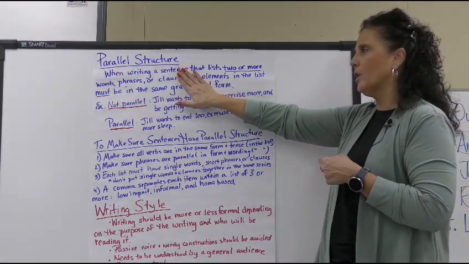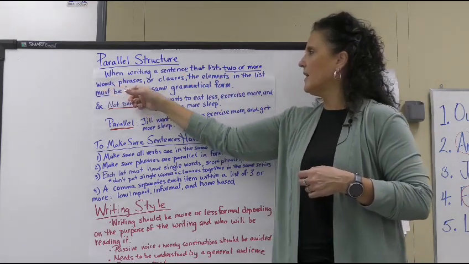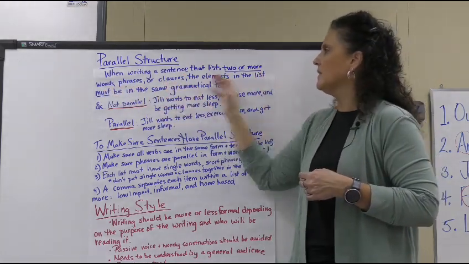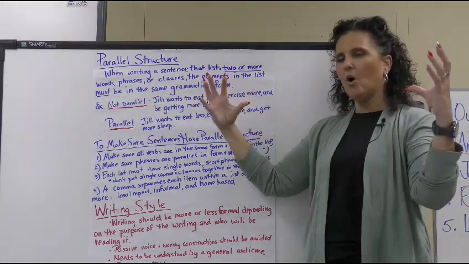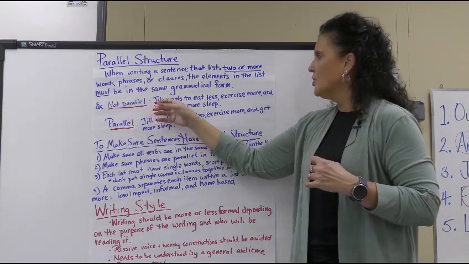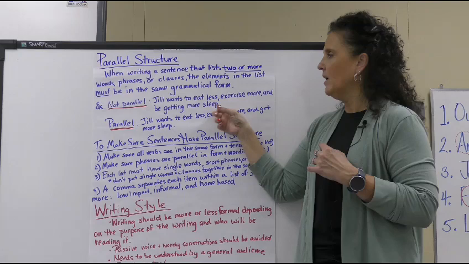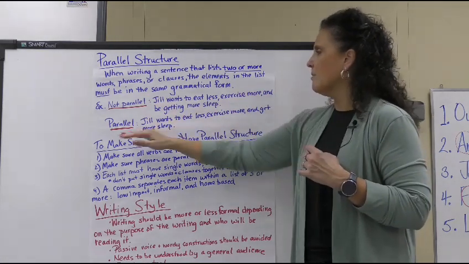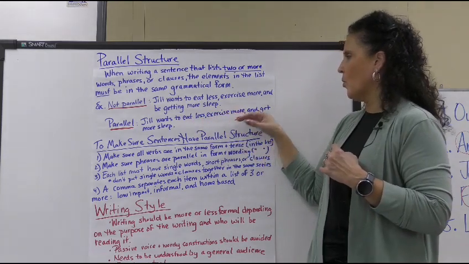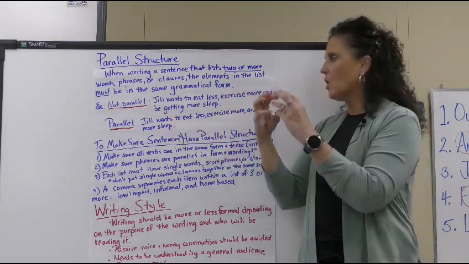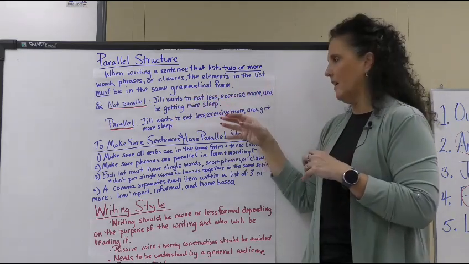The last thing we're looking at here is parallel structure. When writing a sentence that lists two or more words, phrases, or clauses, the elements in the list must be in the same grammatical form. They're forming a whole. This is not parallel. Jill wants to eat less, exercise more, and be getting more sleep. Those are not parallel. To make that parallel, we say Jill wants to eat less, exercise more, and get more sleep. So those all go together. We're not mixing and matching things that don't sound right together.